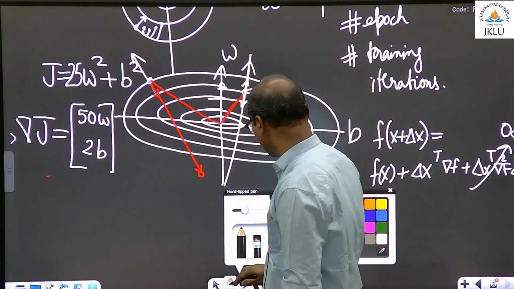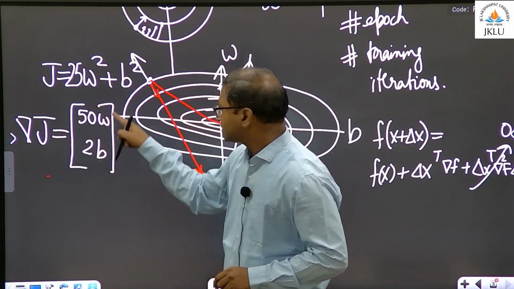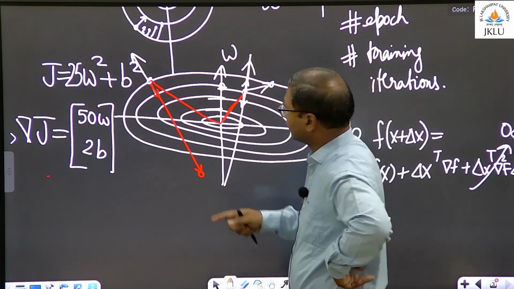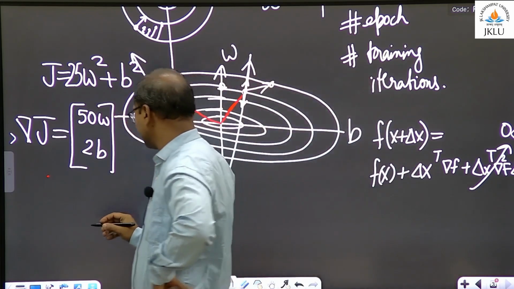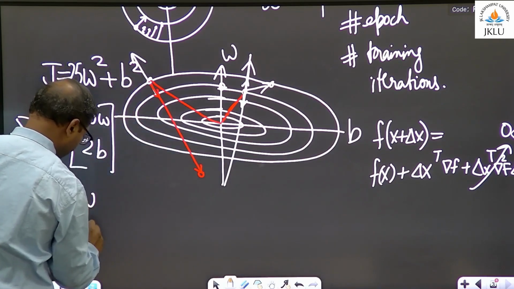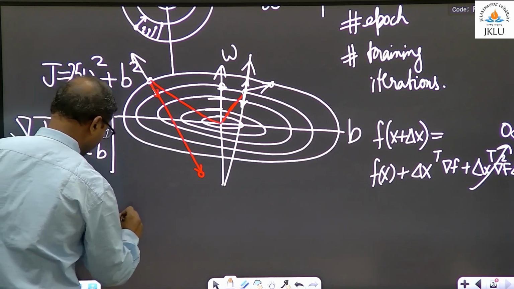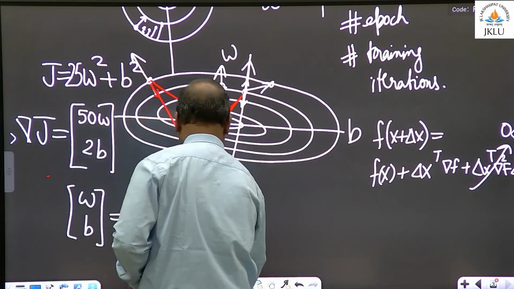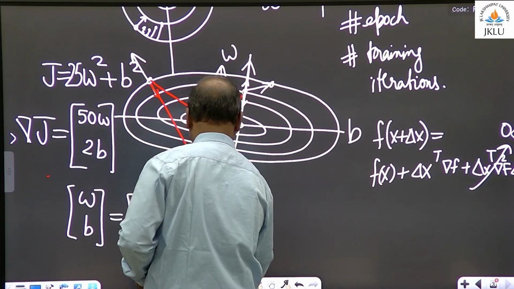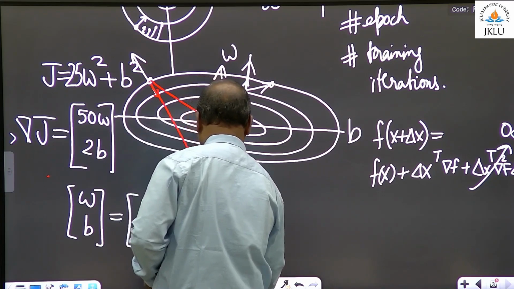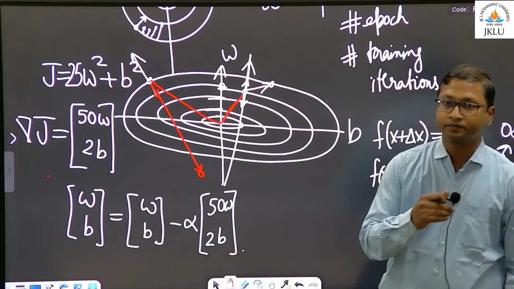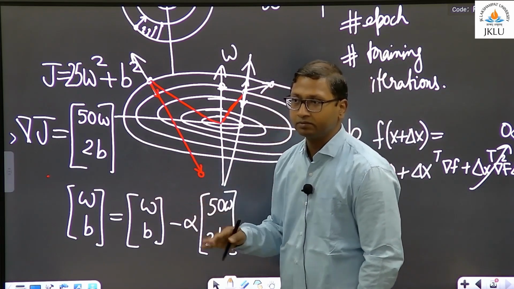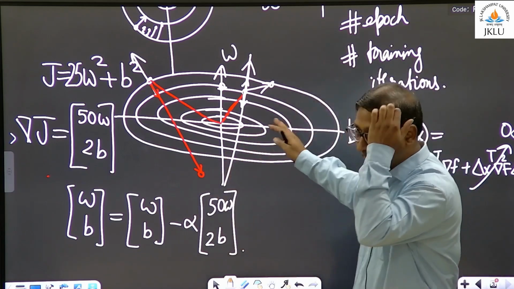So, how do we start doing here now? We had started talking about, so my grad J is 50W, 2B. How will my update look like? W, B equal to W, B minus alpha times 50W, 2B. Okay. Now, are these W's and this W same? I mean, think over it. I am just writing in terms of symbols.